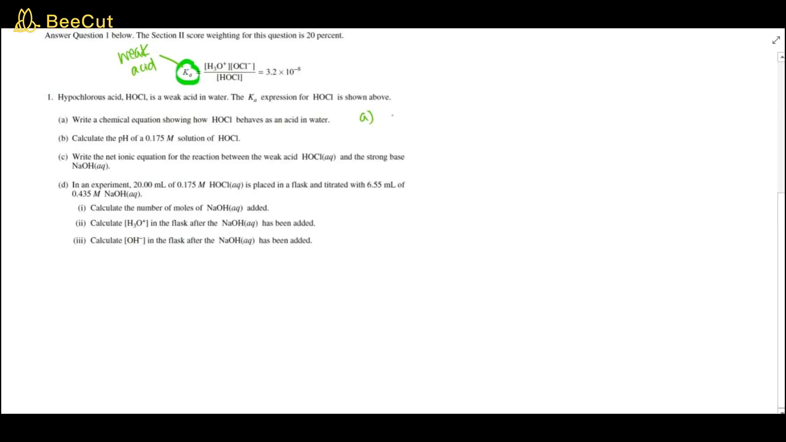So if you look at A, we know this is going to be products over reactants. So we know HOCl would actually have to be on the reactant side. And we know that this is going to go in water, right? And because this is a weak acid, we would use the arrow that goes back and forth, right? And let's look at the products. It's H3O+ and OCl-.